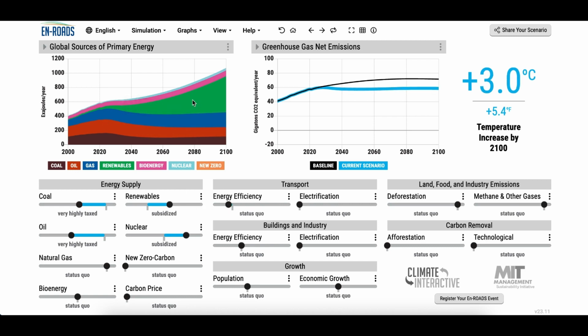You can also see on the left the global sources of primary energy. Depending on how we slide these things, they are going to change. If we increase renewables, then renewable energy is going to increase. If we tax coal, then the coal is going to decrease. And this all has effects on the global temperature. So going into 2100, see what you can do to get the temperature down to 1.5 and then share your scenario right here.